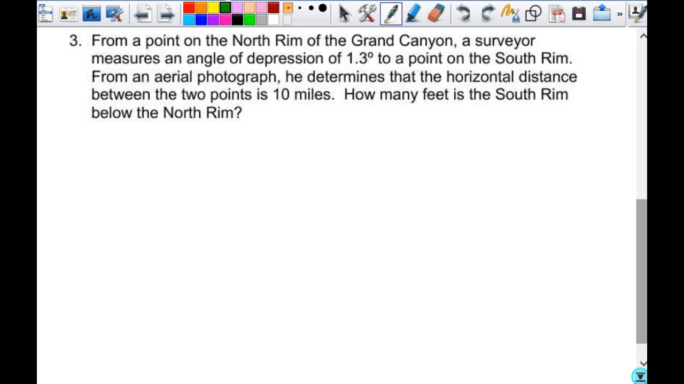So we'll go back to the problem: measures an angle of depression of 1.3 degrees to a point on the south rim. So here's going to be the ground. Here is the one that's taller. Here is the one that's shorter. Okay. So from this point, they can see this point at an angle of depression of 1.3 degrees. So he's looking like this.